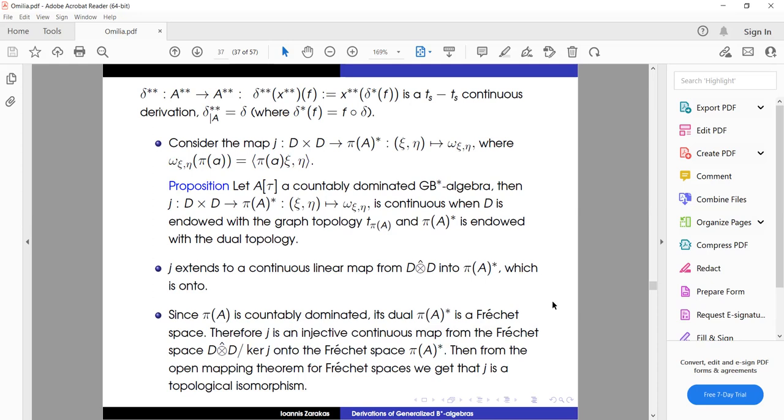So this was crucial because we use this J. How? By continuity, we can extend it to the completed tensor product with respect to the projective topology into the dual. And this is an onto map.